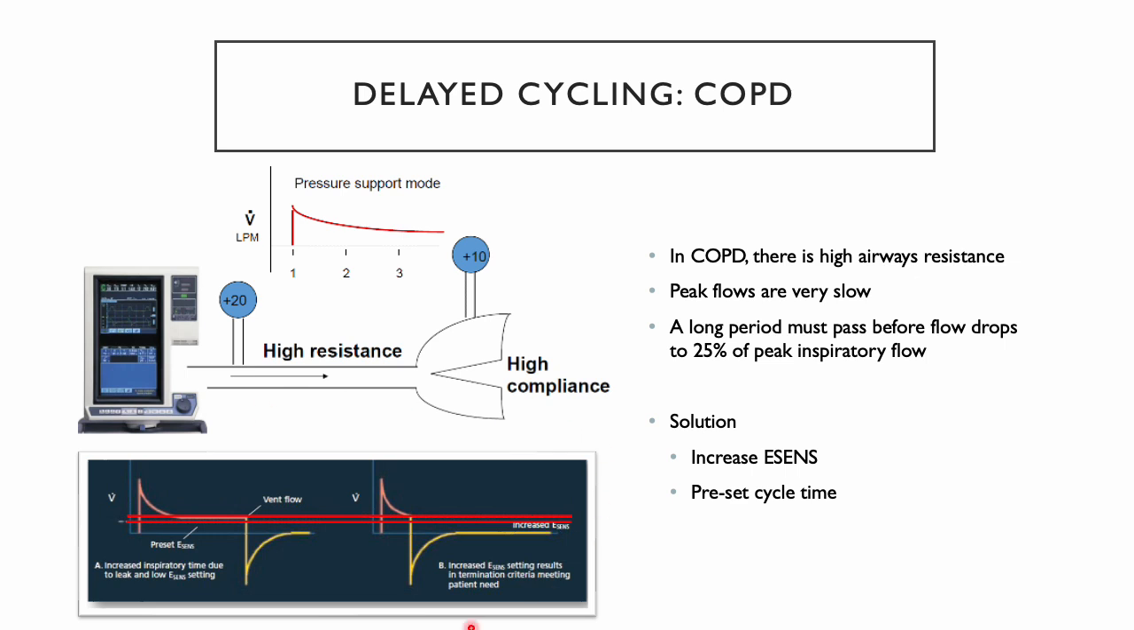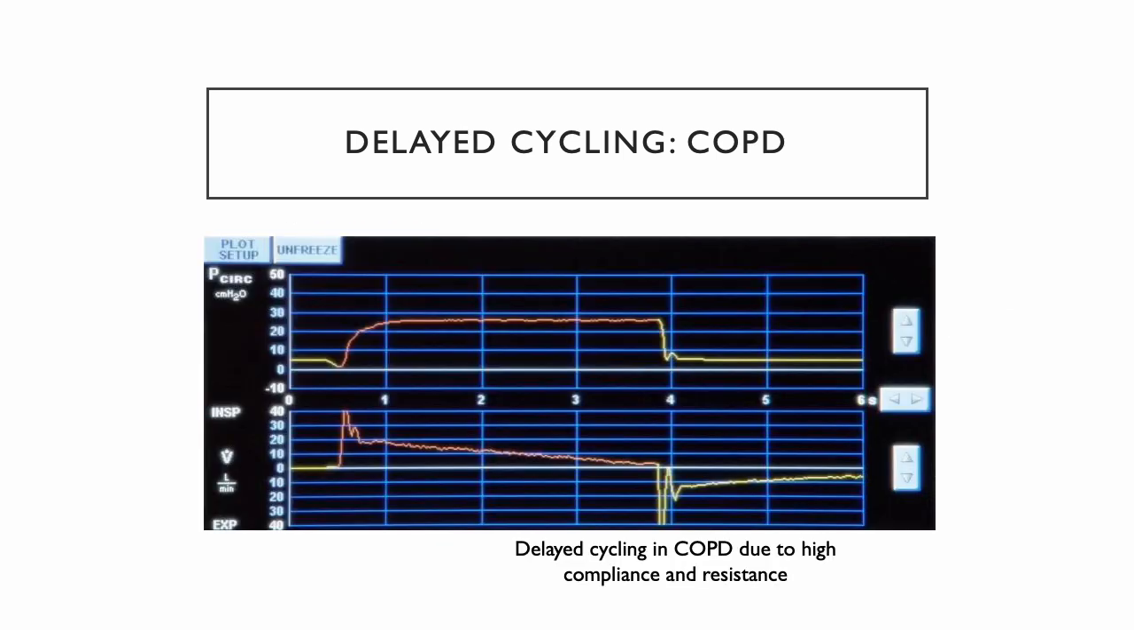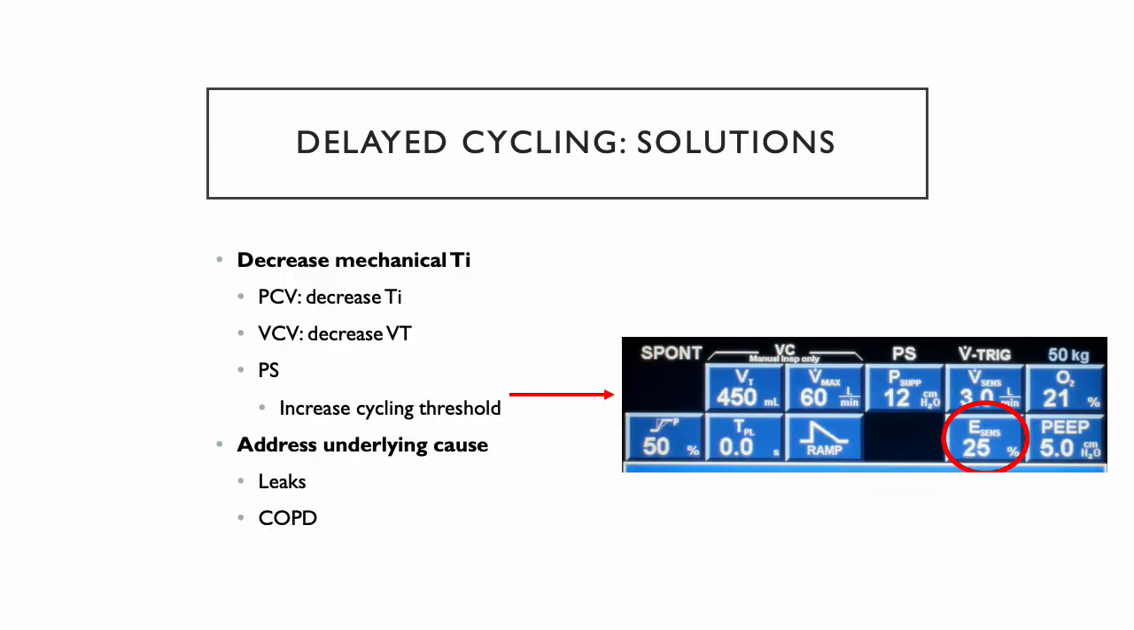Looking at the picture on the bottom half of the screen, we can see that by increasing the E-sense on the right-hand part of the picture, this actually results in termination criteria meeting the patient's need. This is an example of delayed cycling occurring in COPD due to the high compliance and resistance of the respiratory system. How do we deal with delayed cycling?